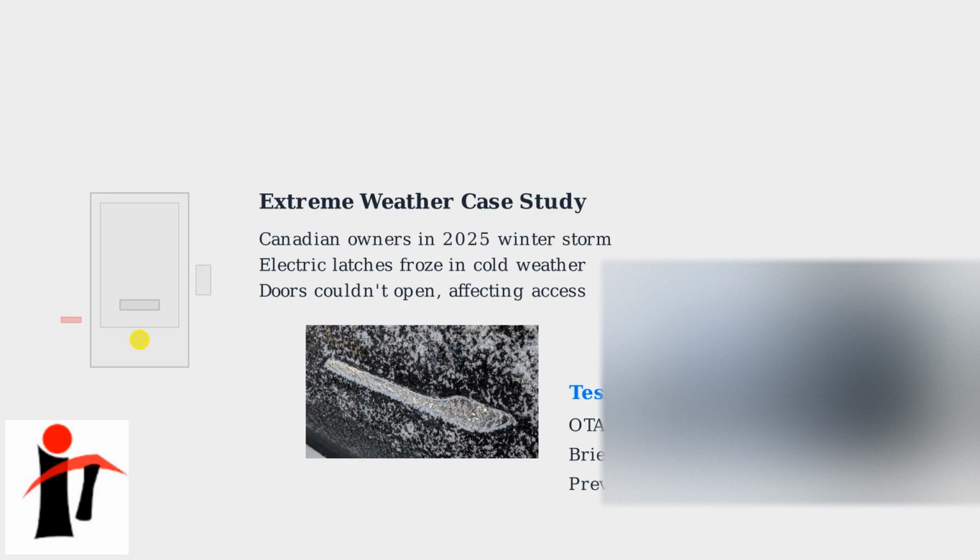One documented example involved a Quebec family who applied Tesla's recommended silicone lubricant afterward to prevent recurrence. Tesla responded with a rapid over-the-air update, enabling thermal latch thawing, which briefly heats the mechanism to melt ice.